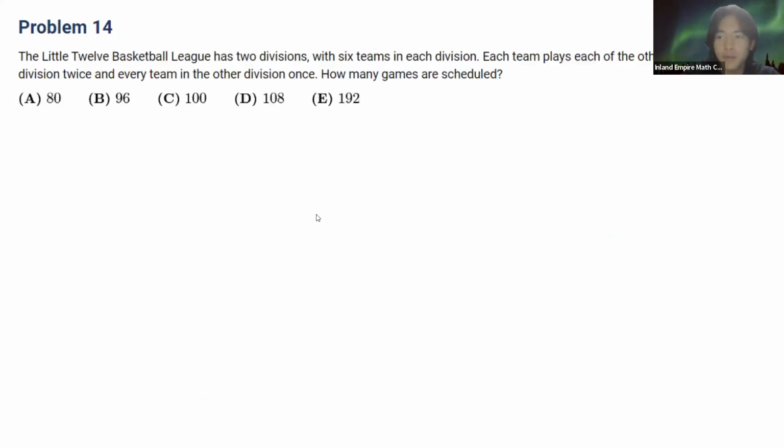Okay, problem 14. The Little 12 basketball league has 2 divisions with 6 teams in each division. Each team plays each of the other teams in its own division twice, and every team in the other division once. How many games are scheduled? A, 80, B, 96, C, 100, D, 108, E, 192.